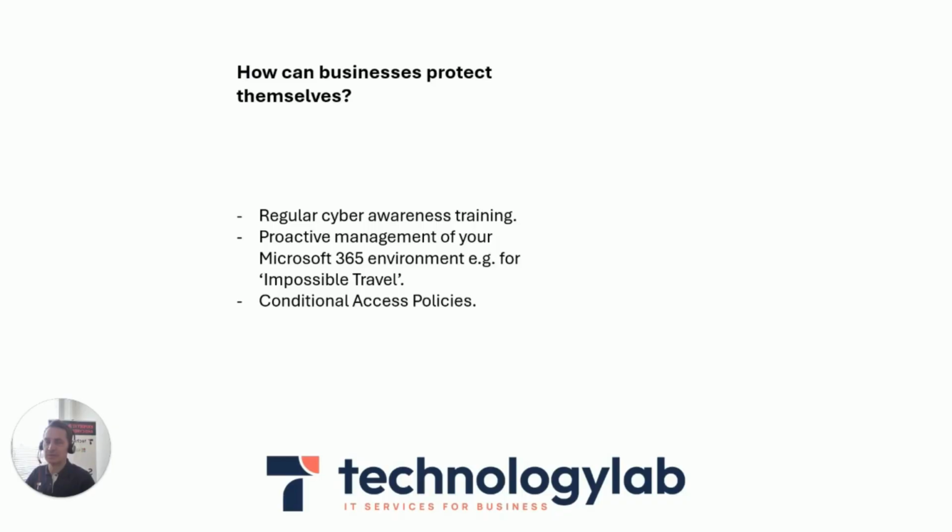Impossible travel's another one. Impossible travel is a term used to describe, for example, if you log onto your email at 3 o'clock in Manchester, and then 1 hour later your email's accessed from China or Russia. You're not going to be able to get from that location within 1 hour, so it would automatically flag up a cyber breach. But if you've not got any alarms to notify about that, then it's going to go unnoticed.